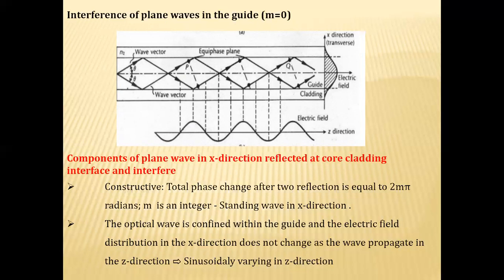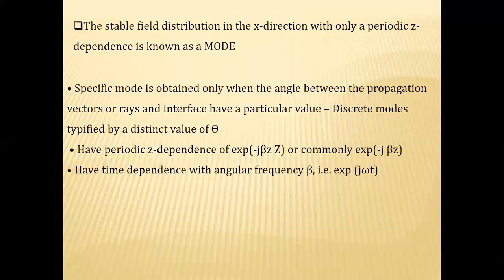Now let us assume the interference forms the lowest order standing wave, where the value of m is equal to 0, and the electric field is maximum at the center of the guide. So here this is the center of the guide, right? At this place the electric field will be maximum, decaying towards 0 at the boundary between the core and the cladding. This is the core and cladding boundary, right? At this place it will be decaying towards 0. The electric field distribution in the x direction does not change as the wave propagates in the z direction.